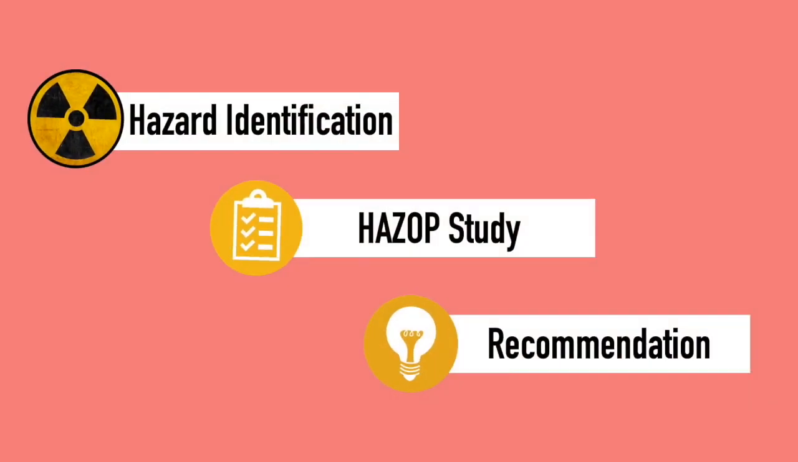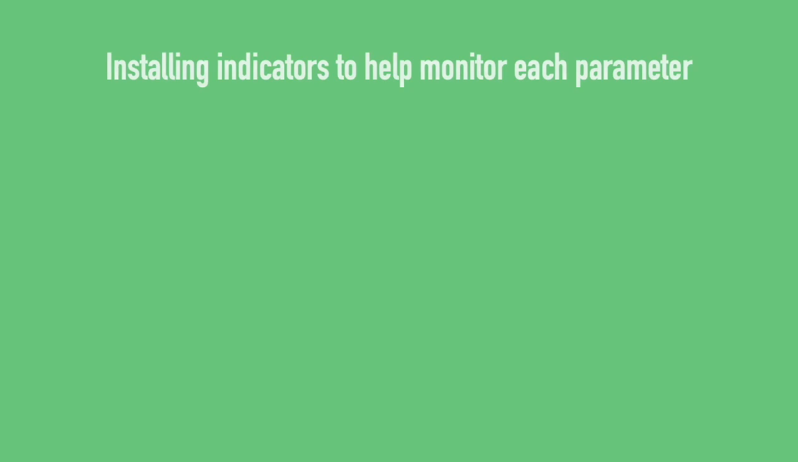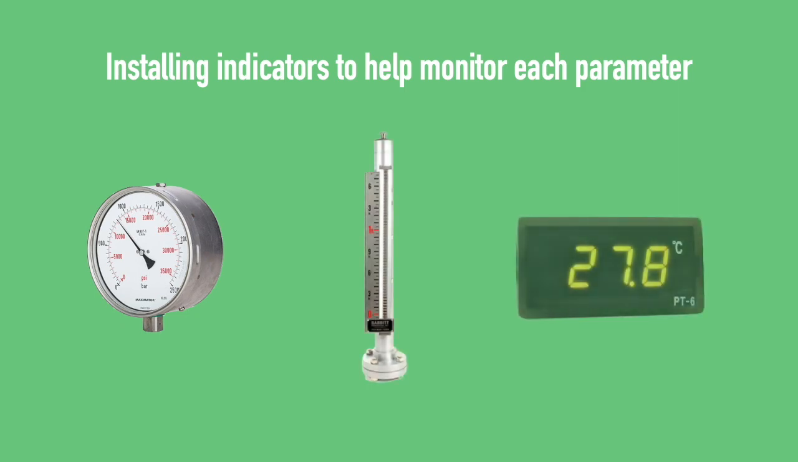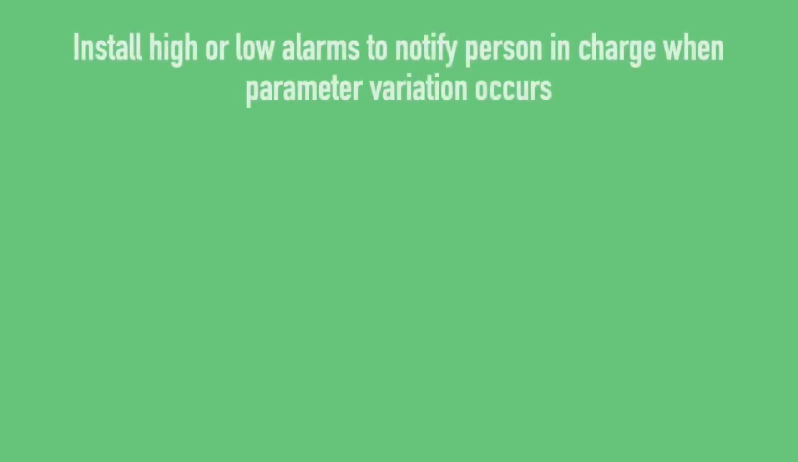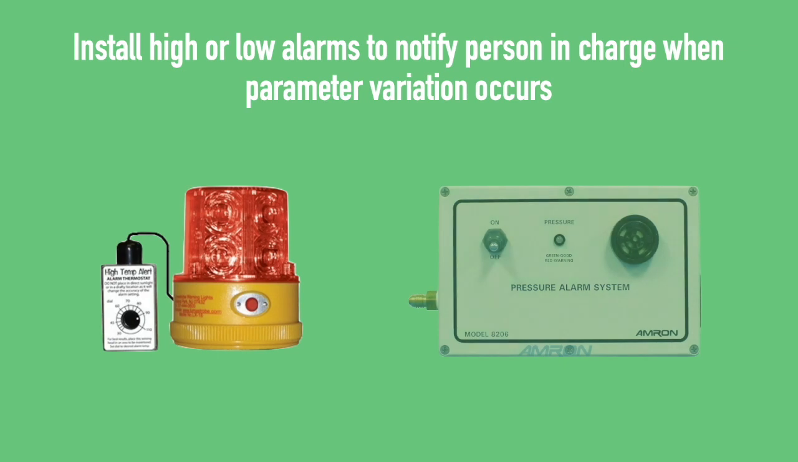Now let's move on to our last objective, which is recommendation. The first recommendation is to install indicators to help monitor each parameter. This way, the person in charge knows that the parameters are in line with what has been set. Alarms can also be installed to notify the person in charge when parameter variation occurs.